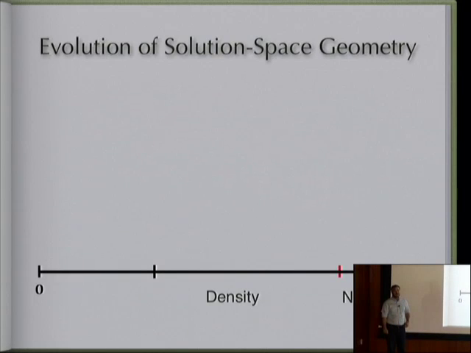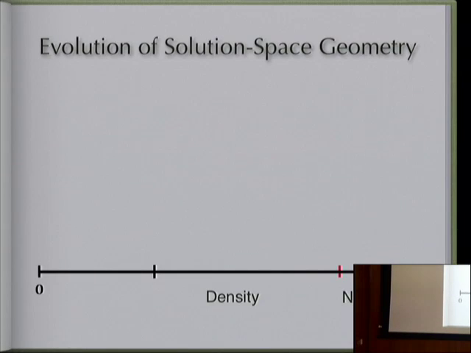So this is the picture that physicists put forward a long time ago. And this picture is not just qualitative, it's actually also quantitative. They make explicit predictions about the location of this point for each problem, and the methods by which they make these predictions don't seem to be algorithmic at all.